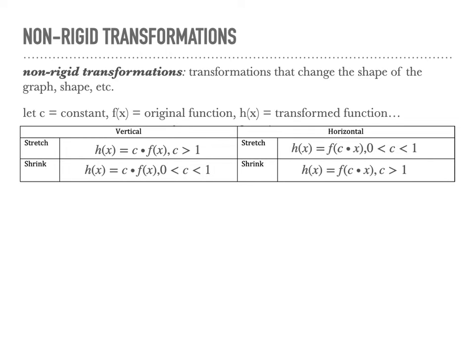Now let's focus on the horizontal column. Horizontal stretches and shrinks occur when the constant is being multiplied by the argument, which is the input x. A horizontal stretch occurs when that constant is between 0 and 1, and a horizontal shrink occurs when that constant is greater than 1. I also did an in-depth video about horizontal transformations that you can take a look at if you're still confused about the horizontal aspect.